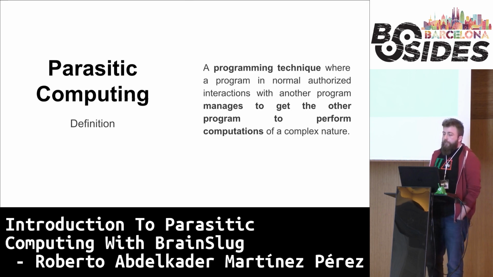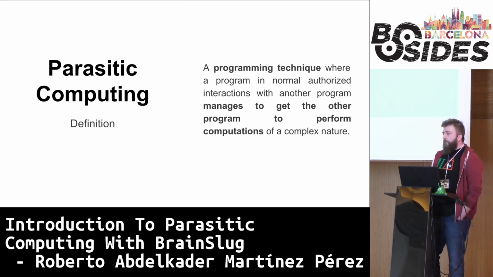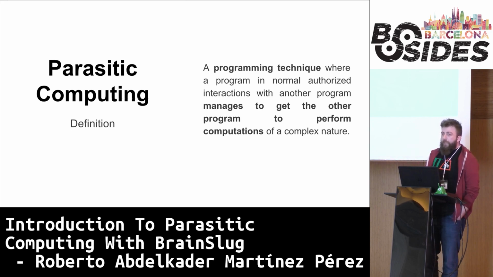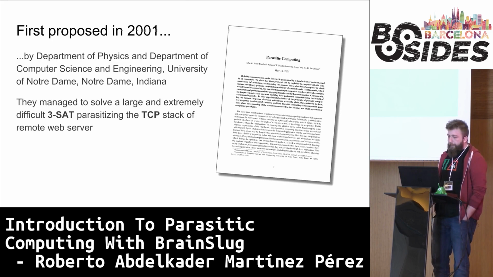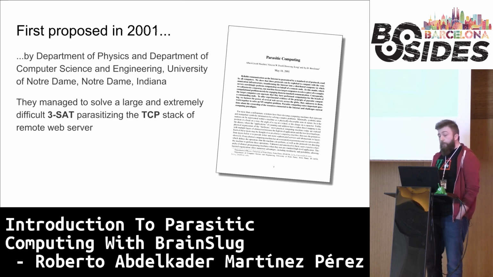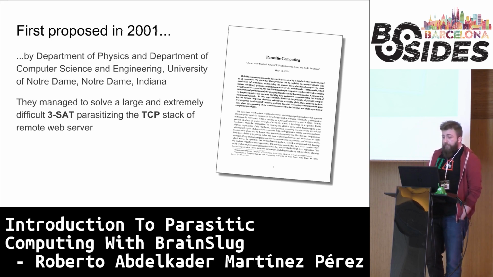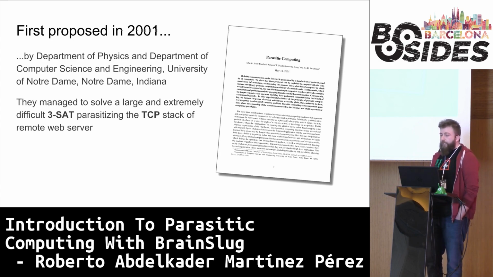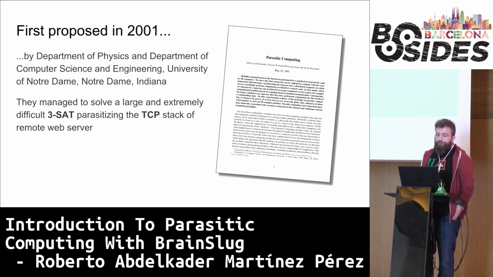So, what is parasitic computing? Well, it's a programming technique where one program that is communicating in a normal fashion with another program manages to get the other program to perform a computation. This was first proposed in 2001 by the Department of Physics and the Department of Computer Science at the University of Notre Dame. And they managed to solve this very large and extremely difficult three-SAT problem, parasitizing the TCP stack of a remote web server.